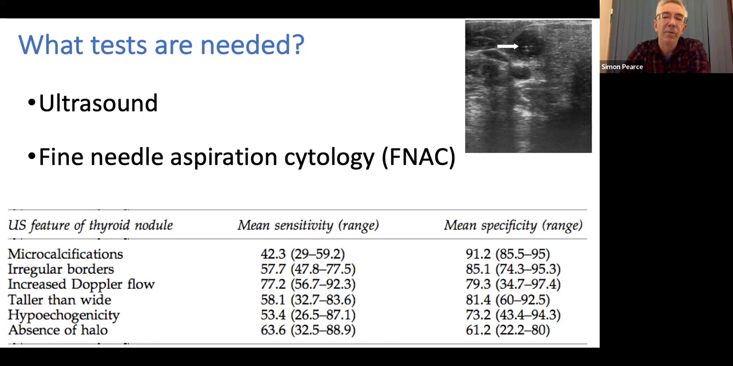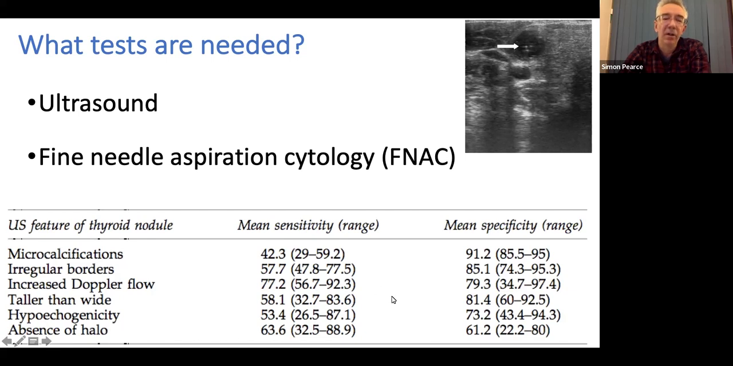microcalcifications. And there are a number of features you can pick up on ultrasound, such as irregular borders. If the nodule is taller than wide, that refers to the nodule growing back into your body rather than upwards and down in the neck. And then, as I said, hypoechogenicity, that's the darkness of the nodule, and then absence of halo, which really means a capsule around the thyroid.